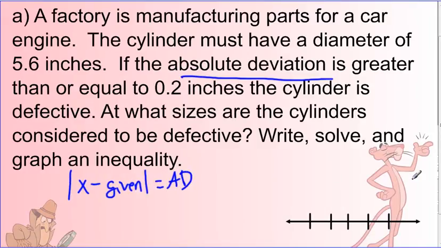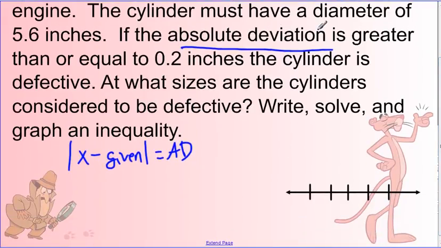All right, so it says the cylinder must have a diameter of 5.6. That's the given. That's what it should be. So 5.6 is here. And it says it wants this absolute deviation here if this is greater than or equal to 0.2. If the absolute deviation is greater than or equal to 0.2, then the cylinder is considered to be defective.